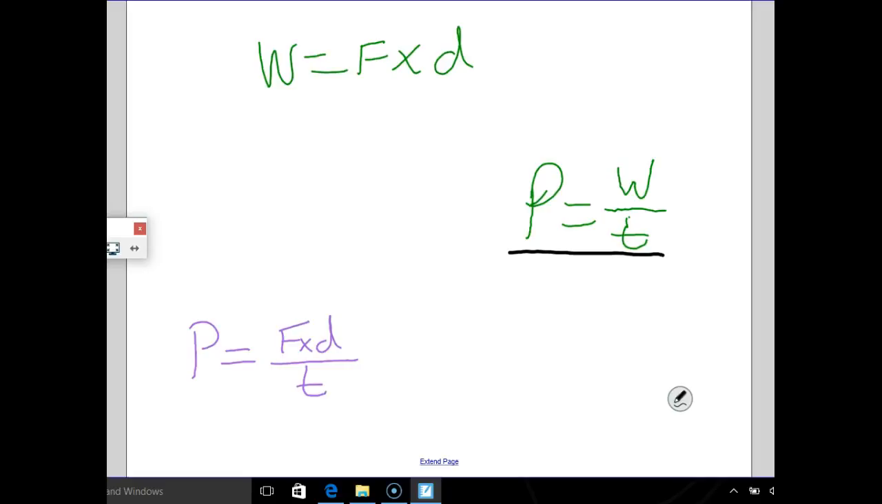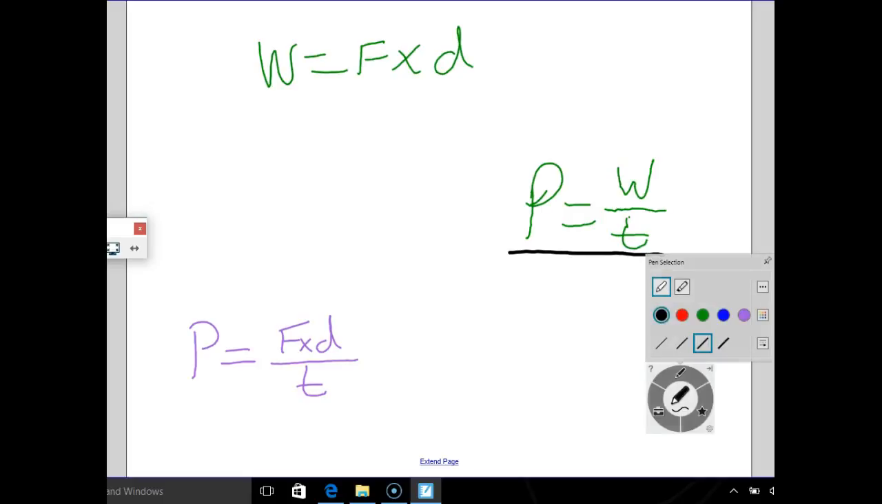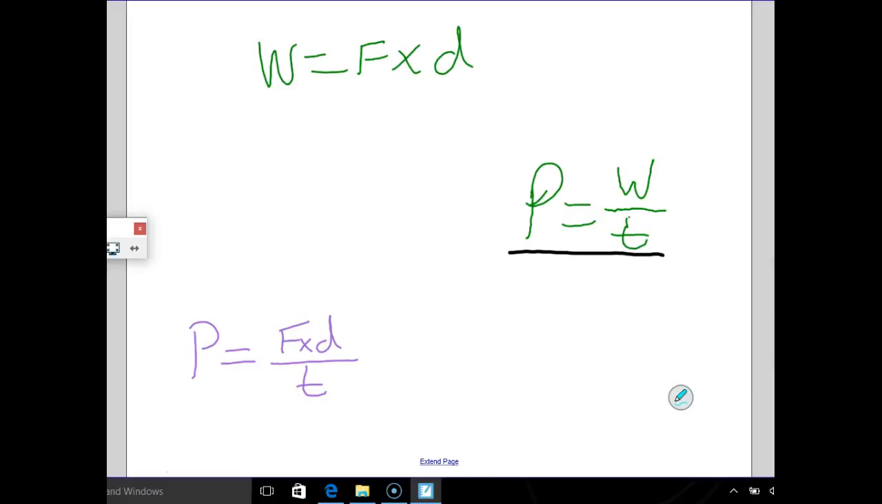Alright, so we're here. We're at power equals work over time. Well, we know that work is equal to force times distance, so we're just going to replace work with force times distance, which is what happened in this equation right here. Work equals force times distance. There's force times distance. Add it in. And so it's basically the same equation. They all mean the same thing. You're calculating the same thing, but this is going to help you solve problems.